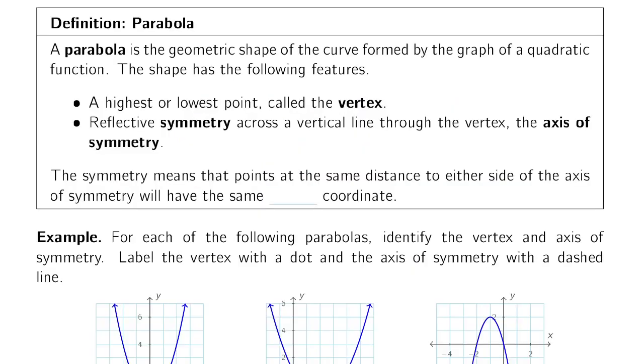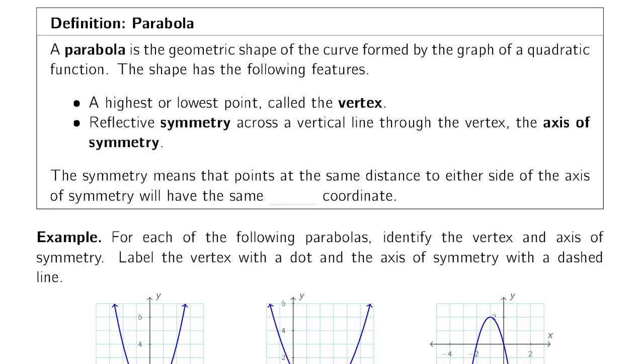So a parabola is the geometric shape of the curve formed when we graph a quadratic function. There is a geometric definition of this that we're not going to go into at this moment. But know that it's a specific kind of U-shaped curve. The way that it rounds out at the bottom is very specific.